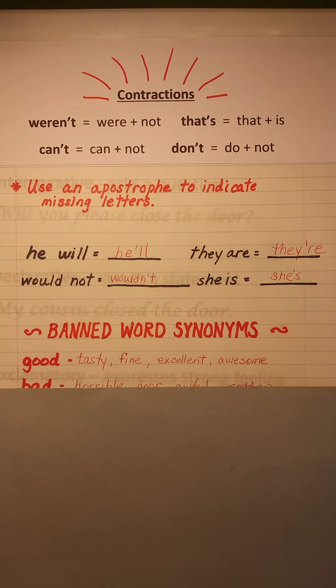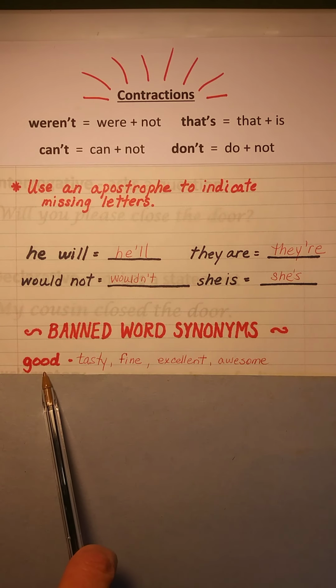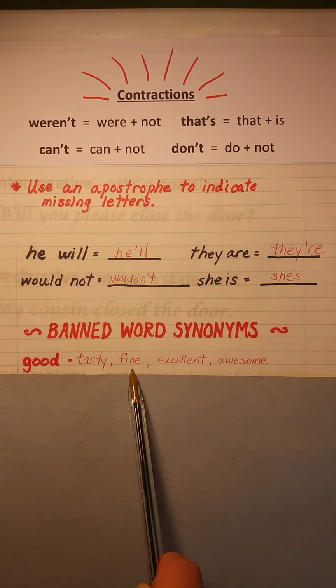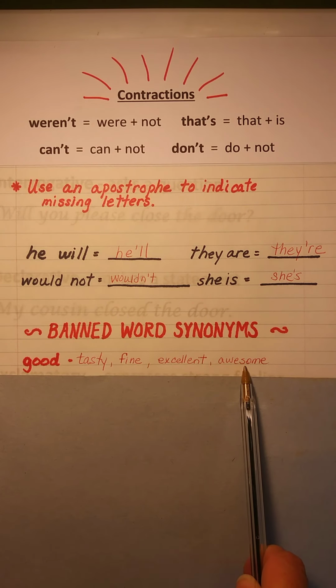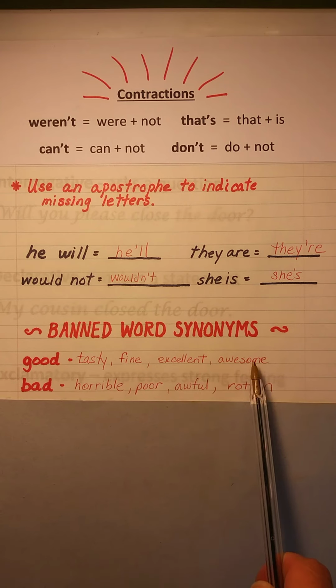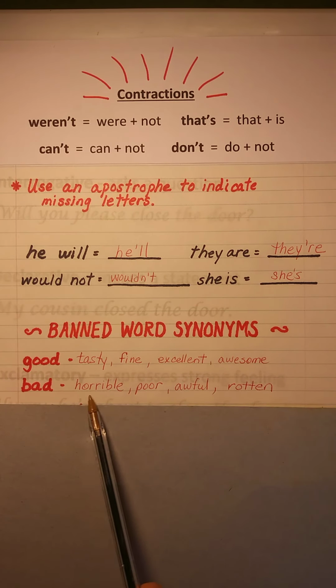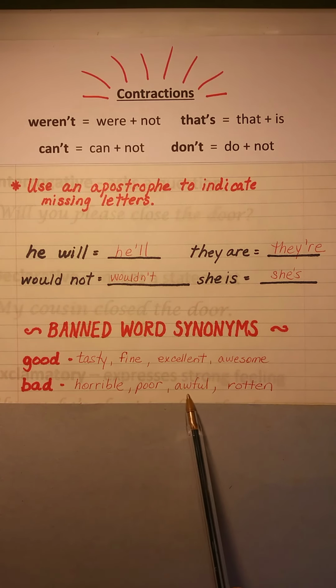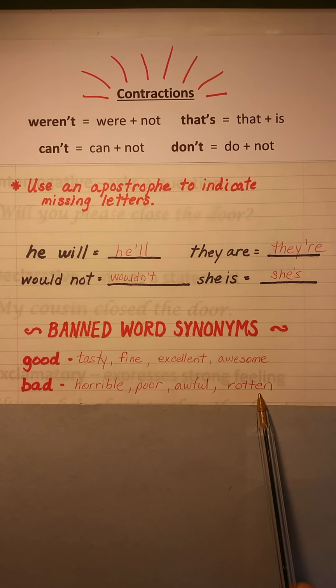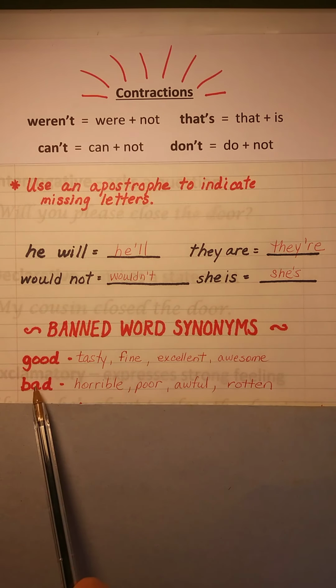Alright, banned word synonyms. Good to know these kinds of words. Instead of using good, you can use tasty or fine, excellent or awesome. And there's many more. Those are just a few. Instead of bad, you could say horrible or poor or awful or rotten. These words are much more expressive than bad.